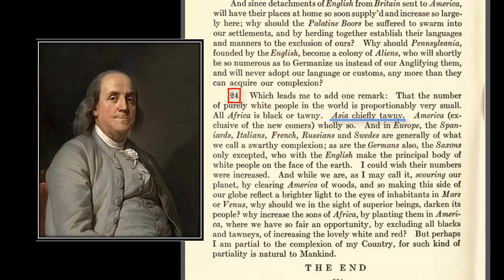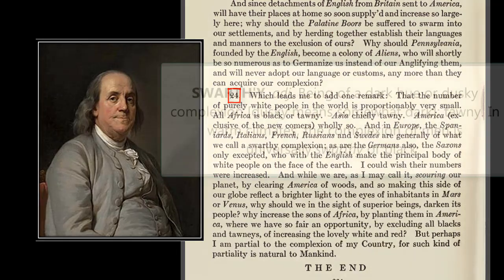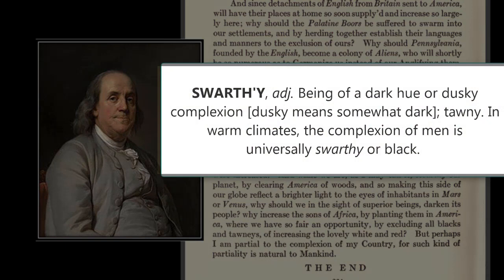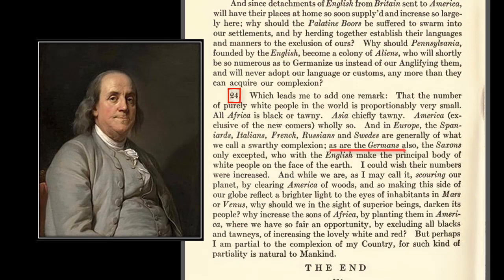Asia, chiefly tawny or dark. America, exclusive of the newcomers, wholly so." So the inhabitants of America, very dark. "And in Europe, the Spaniards, Italians, French, Russians, and Swedes are generally of what we call a swarthy complexion, as are the Germans also."